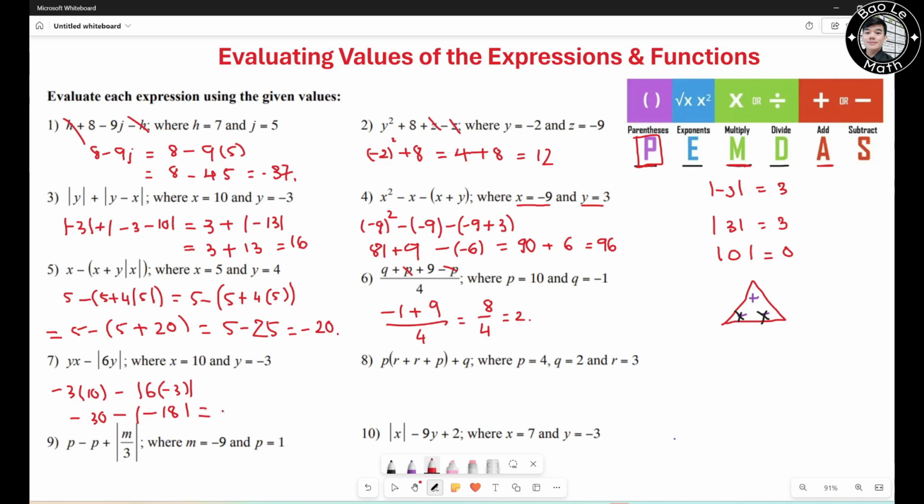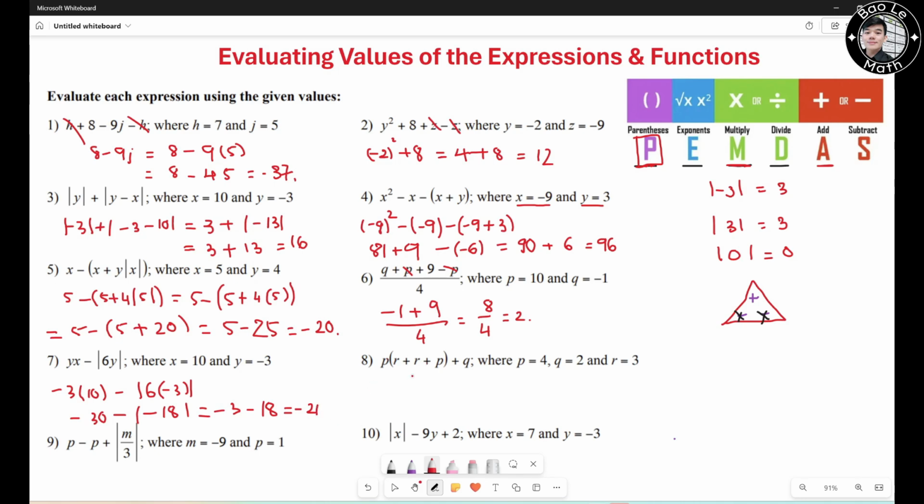Alright, now rewrite negative 30. We need to deal with the absolute value first, right? Subtract. Absolute value of negative 18 is going to be 18, right? Now keep in mind, the negative side right here comes from here, okay? And negative 18 right here, when we take absolute value, it's going to be positive, right? So that's why we have this one. Now, negative 30 minus 18 is going to be negative 48.